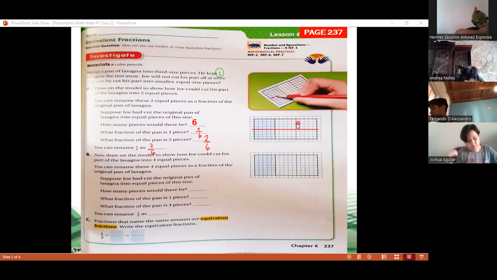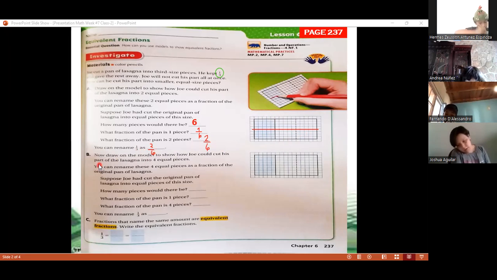If we divide it into 6 parts, it's the same as 1. And here we have 2 out of 6. So they are equivalent fractions because they have the same amount. It's equivalent to represent 1 out of 3 as 2 out of 6.